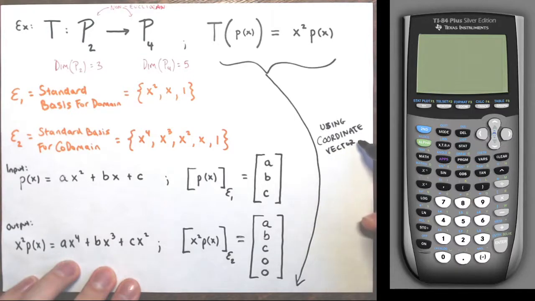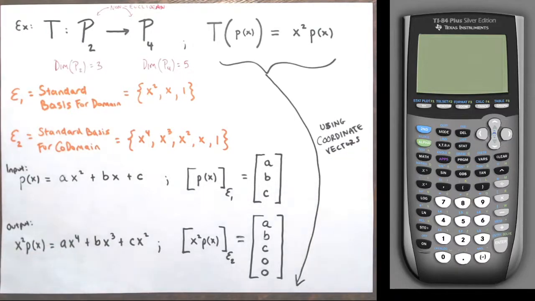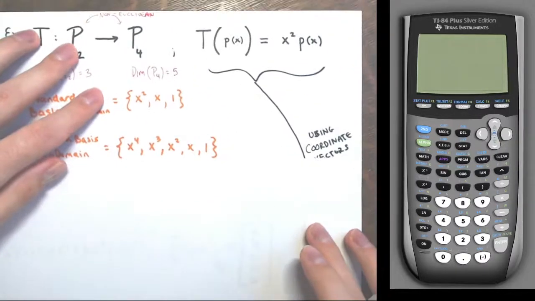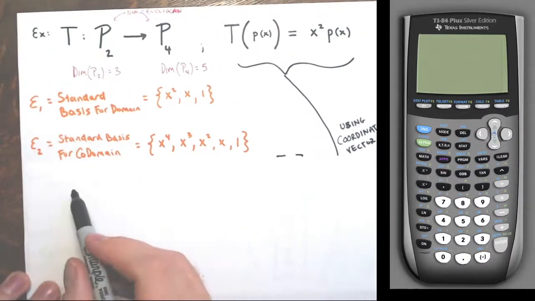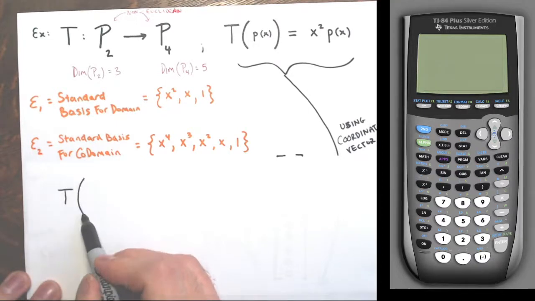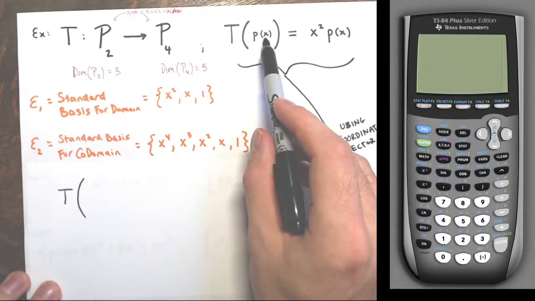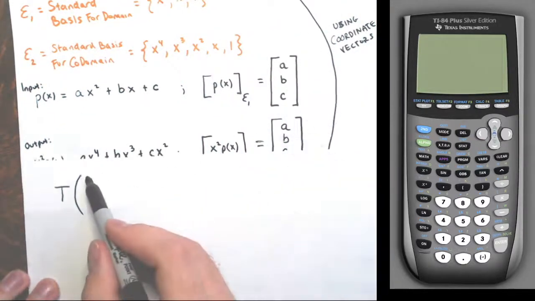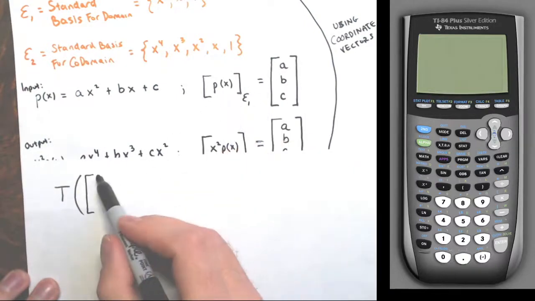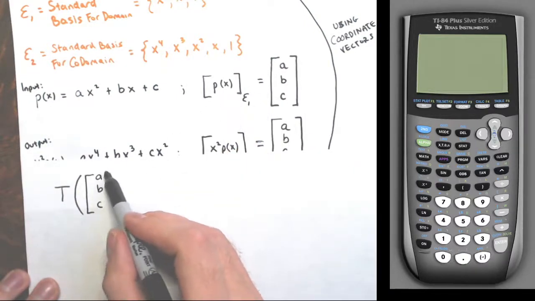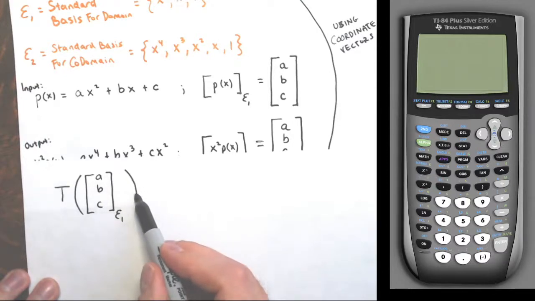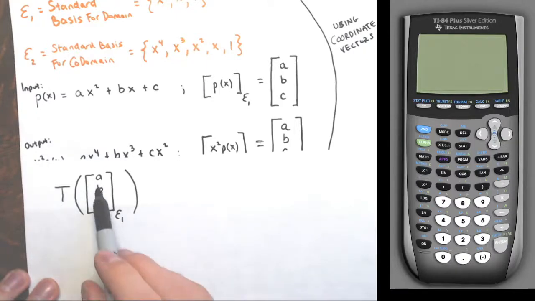Or what they might call the coordinate vector representation of this transformation. All right, so on the next page, I'll just go up here, write it lightly. So we'll see we have T of, and then again, instead of my input vector being P of x, I'm going to use the coordinate vector for P of x, this a, b, c, and let's not forget that these are coordinates relative to basis E1. I'm just writing a little E1 subscript to remind me.